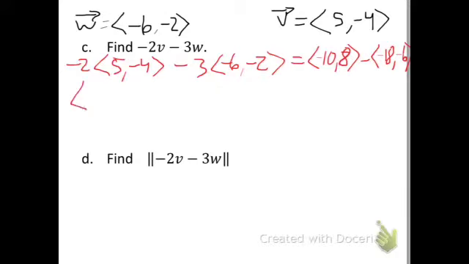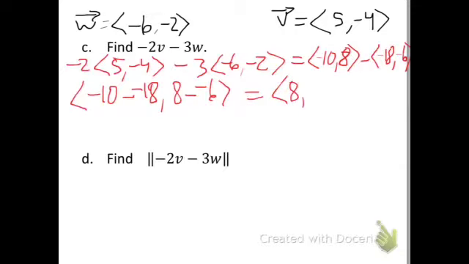And to combine those, you need to combine the components. So you're looking at negative 10 minus negative 18, and 8 minus negative 6. Negative 10 plus 18 is 8. And then 8 minus negative 6 is positive 14. And so we now have negative 2v minus 3w. And we need to now get the magnitude of that.